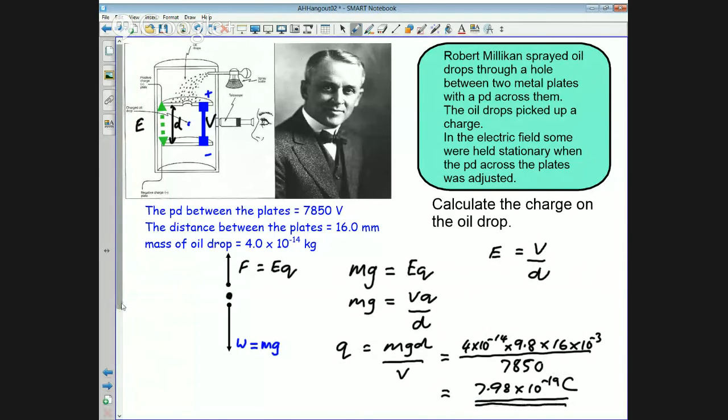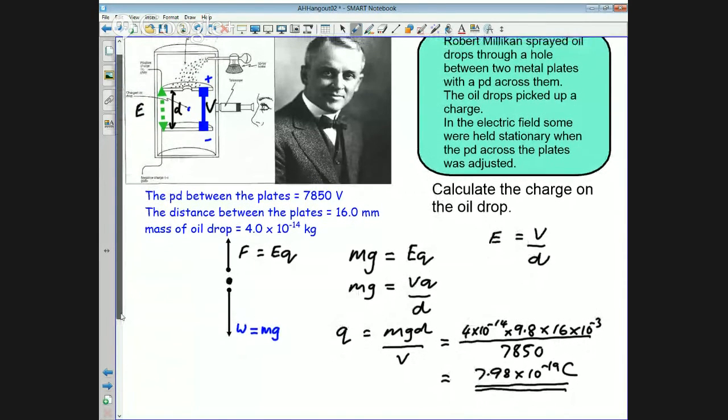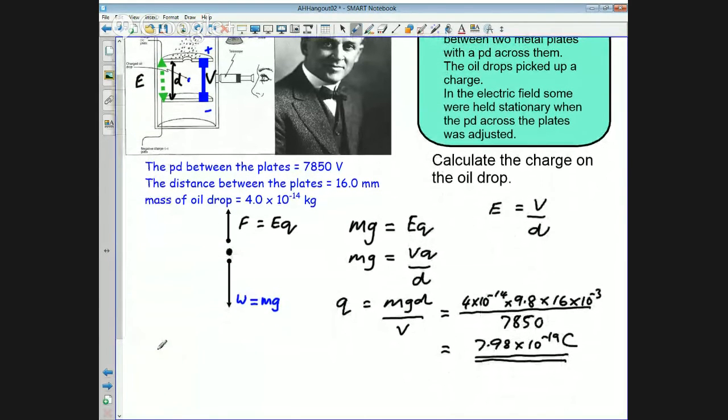Now, what was Robert Millikan very famous for? He did this experiment and he found out a very important thing. He found out that electric charge was quantized. That was the main reason for his experiment. The electric charge was quantized. Now, what does that mean? It just simply means that charge comes in lumps, certain amounts of lumps. Quantized means comes in packets.